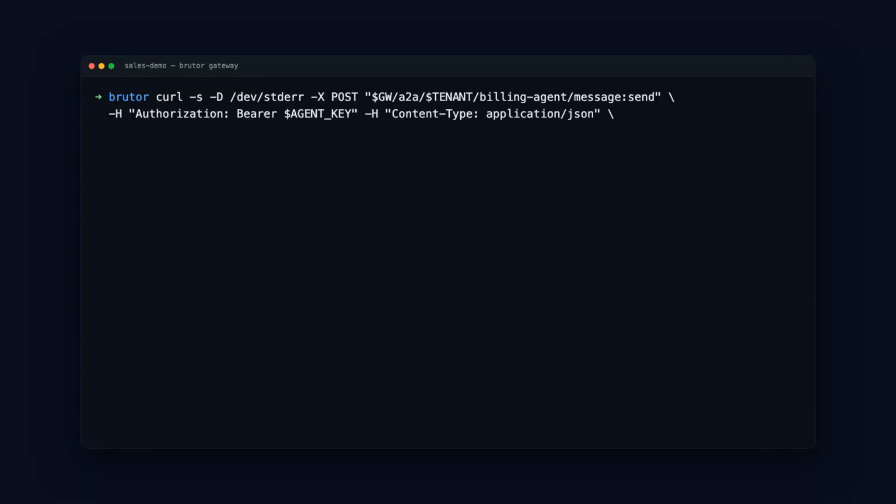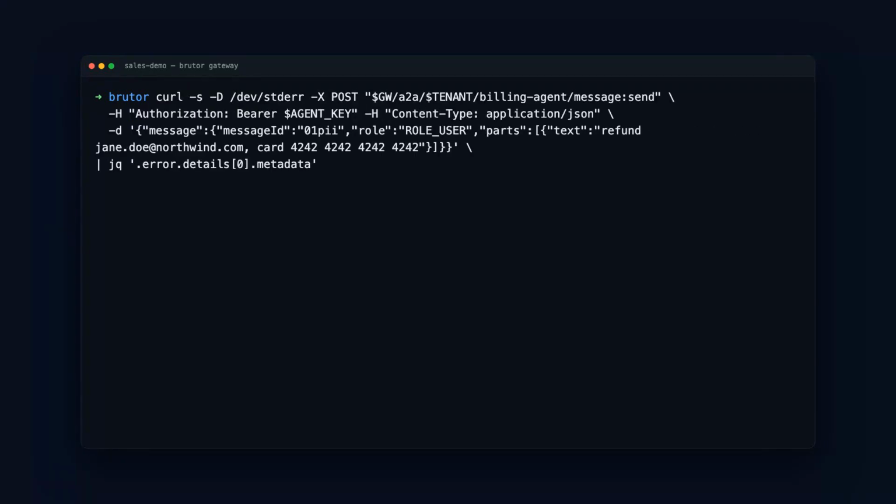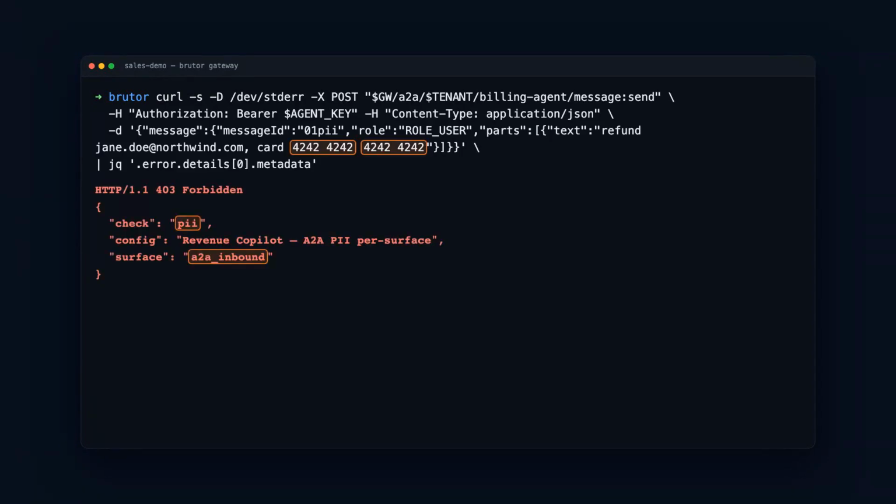Inbound guardrails stop bad payloads at the door. This refund request carries an email address and a card number. The gateway scans it on the way in and refuses it. 403, policy blocked, with the surface, the check, and the config named right in the spec-shaped error. The billing agent never saw the message.